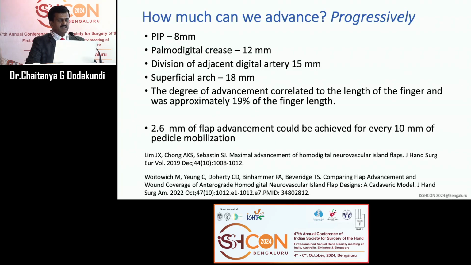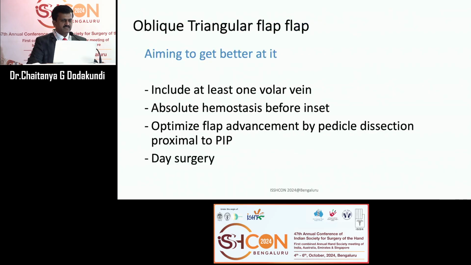Now, how much can we progressively dissect proximally? Again, we have 2 cadaver studies which show that if we dissect the neurovascular pedicle up to the PIP, it's about 8 millimeters. Up to the MCP crease, it's about 12 millimeters. If you divide the adjacent digital artery, it goes up to 15. And if you go to the superficial arch, you can go up to 18 millimeters, roughly 2.6 millimeters for every 10 millimeters of pedicle mobilization.